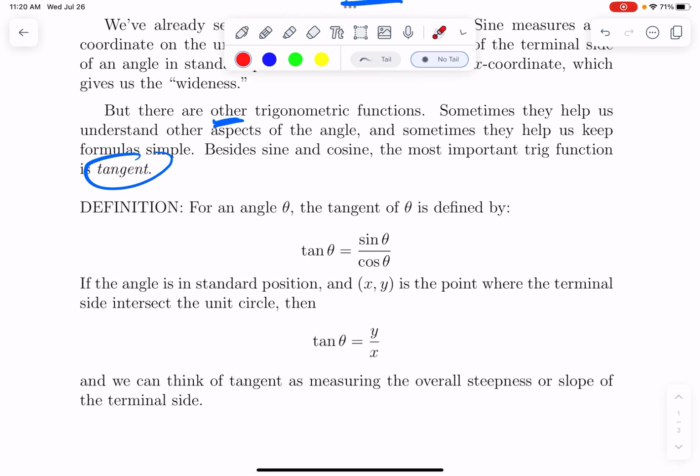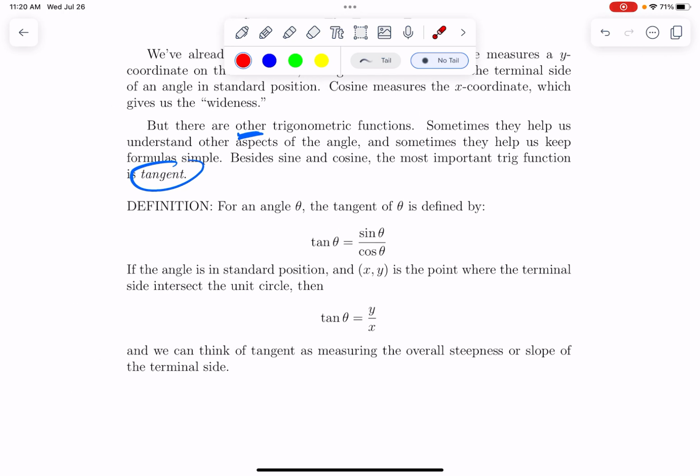Where's my pointer? Here we go. So if you know sine and cosine, you can compute tangent. It's just another thing. And here's a really nice way of thinking about what we're measuring here. Let's imagine our unit circle.